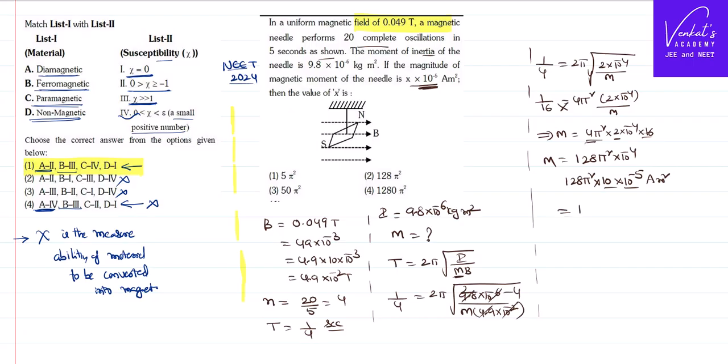So magnetic moment is 1280 pi square into 10 power minus 5. The 10 power minus 5 is actually given in the question itself, so that won't be appearing in the answers. So 1280 pi square is the answer for the problem. That's how we solve this problem. And there is of course another small question. Let us see that another small question.